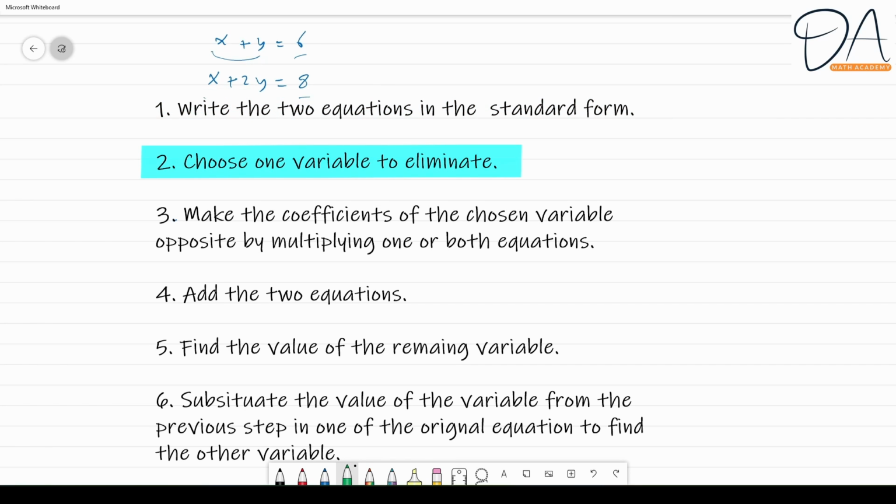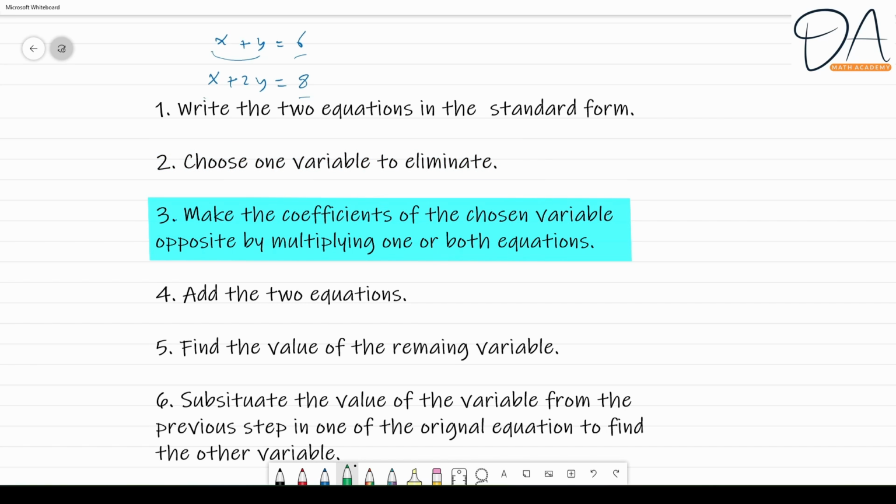The next thing is to choose one of the variables to eliminate. So here, since we have x and y, you need to pick one of them, either x or y. It doesn't matter which one of the two variables you choose. If you pay attention, sometimes choosing one variable will make it much easier and faster. So we'll discuss in the examples how to pick the variable.